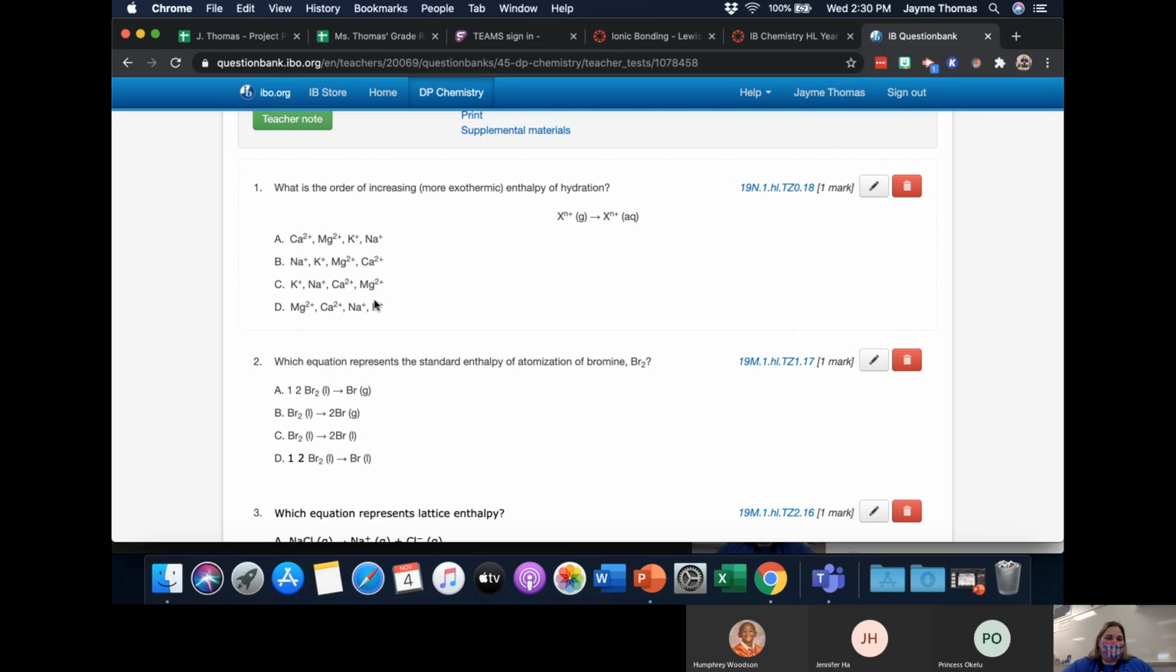So between B and C, which has these in the correct order for the increasing enthalpy of hydration? What do y'all think?